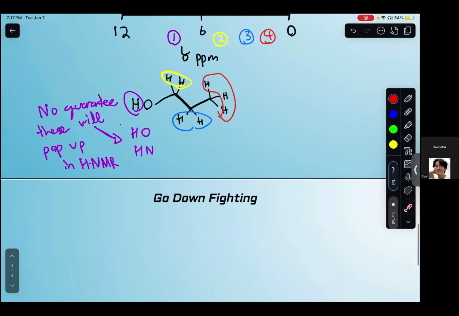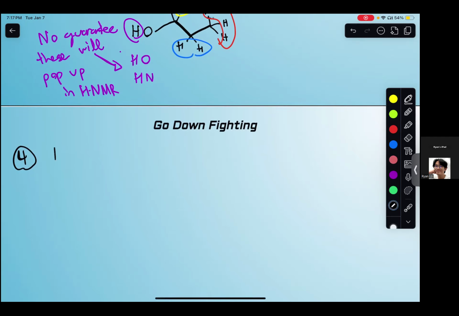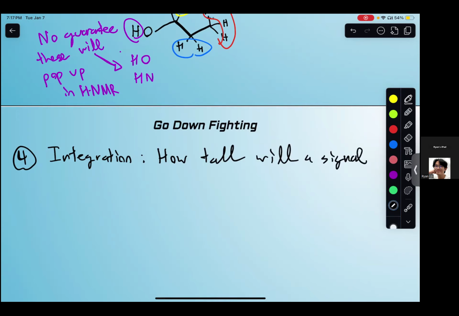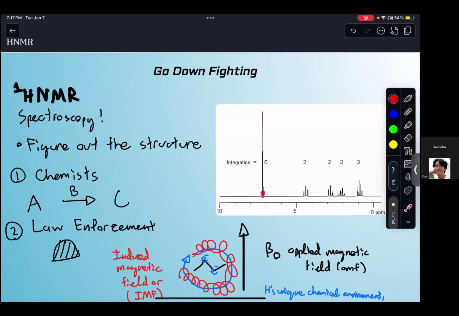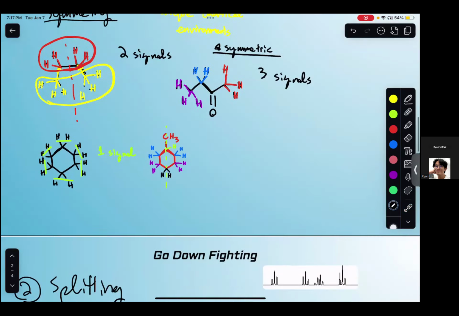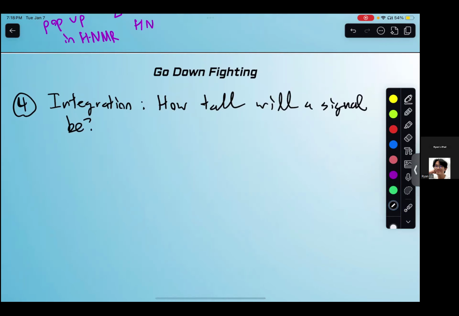Anyways, from there we're going to talk about integration. This is probably the easiest of all, but I've messed up this explanation before, so let's be a little cautious here. All this does is answer the question: how tall will a signal be? As you guys notice up here, different signals are different lengths. This one's really tall, and these guys are very short. People may tell you height doesn't matter, but in HNMR chemistry, it definitely does.